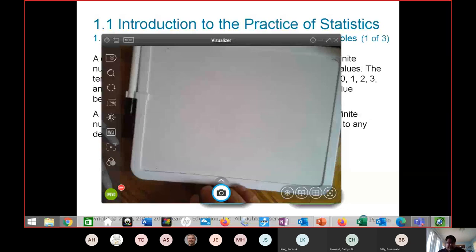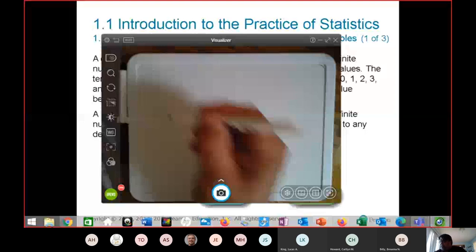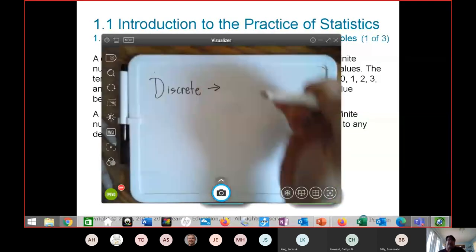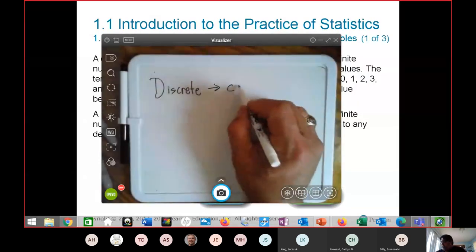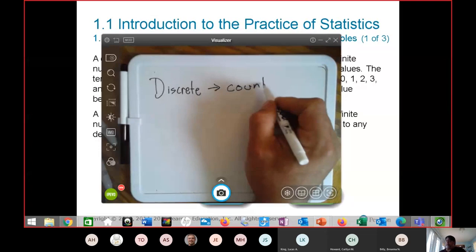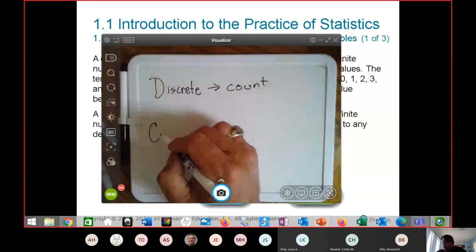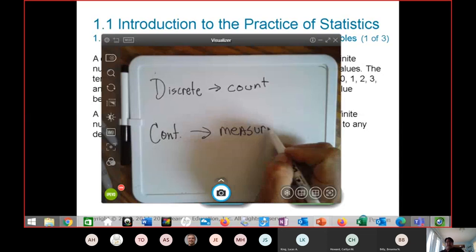All right, so discrete. And this is all there is to it, people. Please don't make this out to be difficult, because y'all miss these on the test. There's two questions I give y'all on the test, and y'all miss both of them, and I don't know why. Discrete means that you can what? Count. Continuous means you what? You measure.